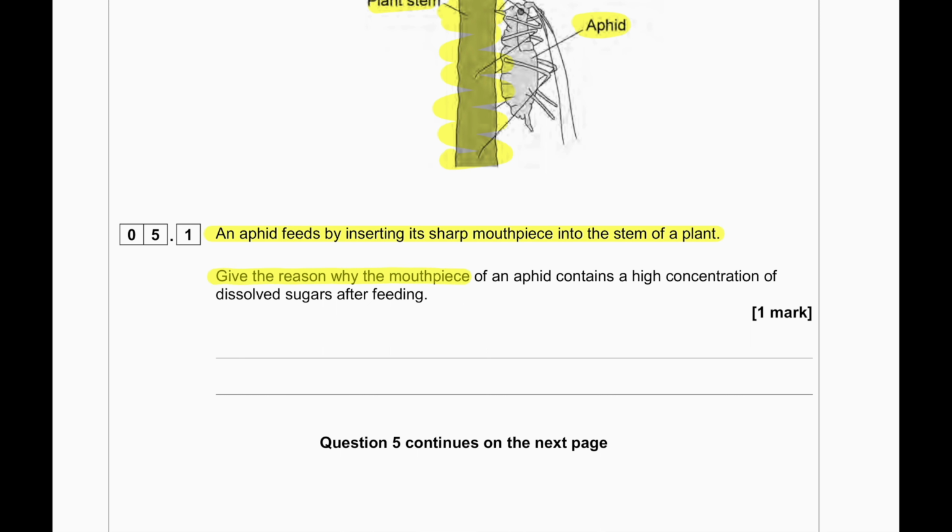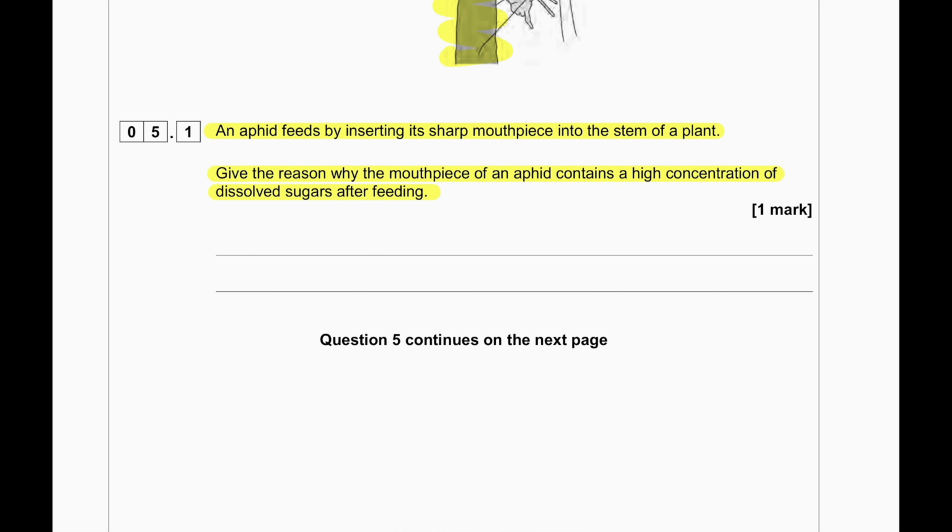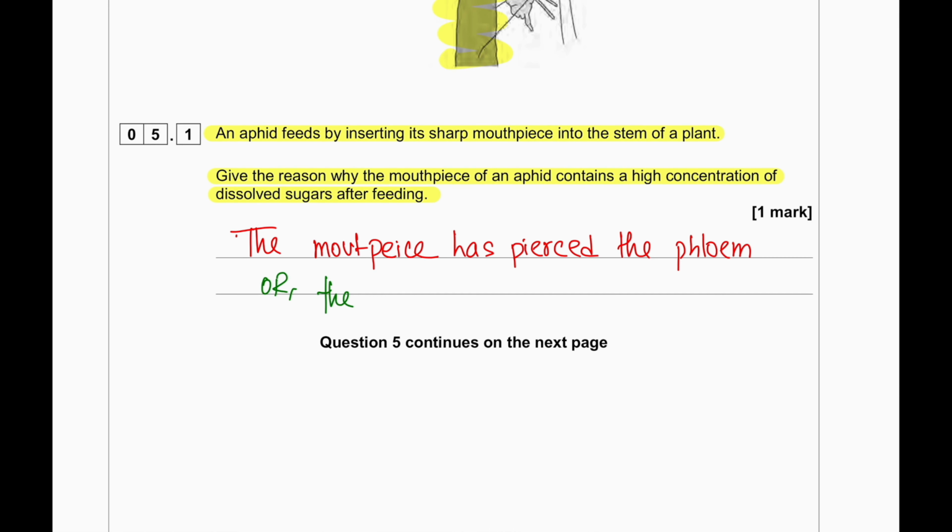Give the reason why the mouthpiece of an aphid contains a high concentration of dissolved sugar after feeding. The mouthpiece has pierced the phloem layer of the plant, and the phloem has a high concentration of dissolved sugars in it.